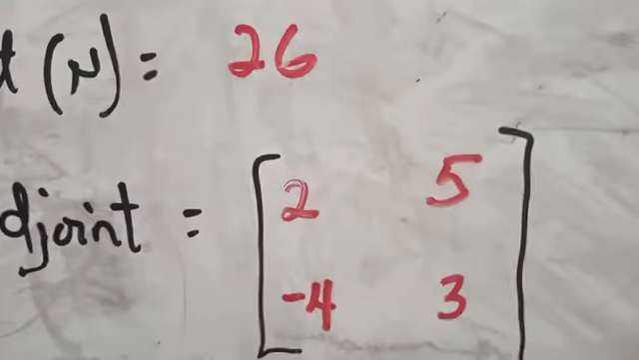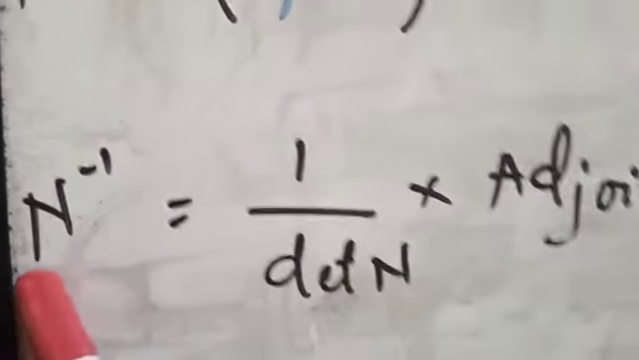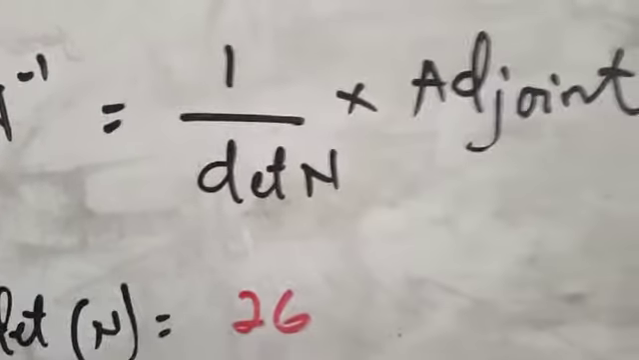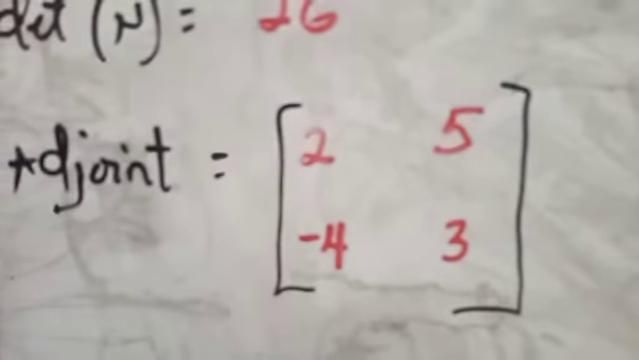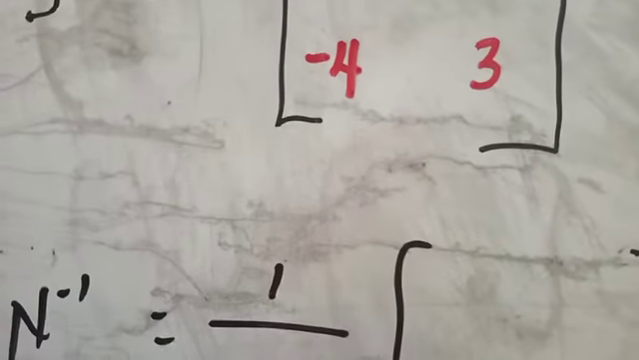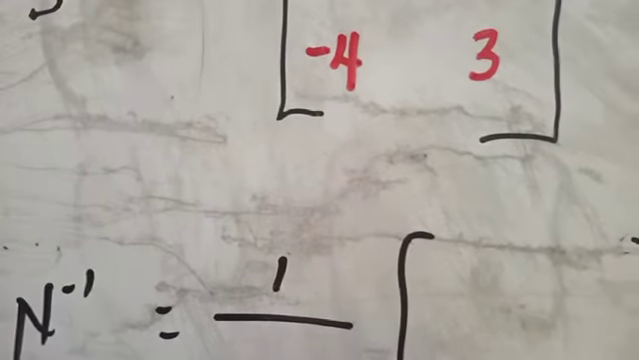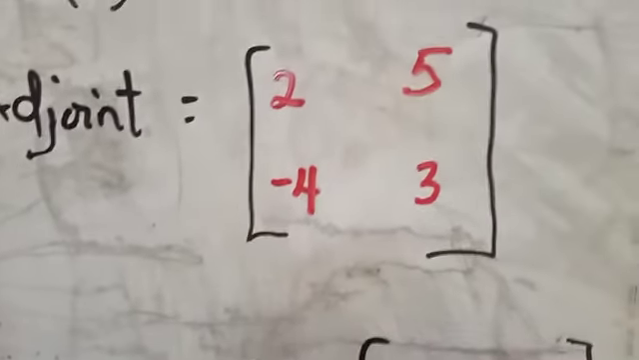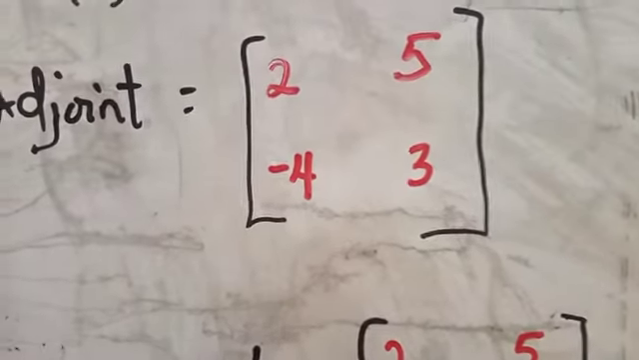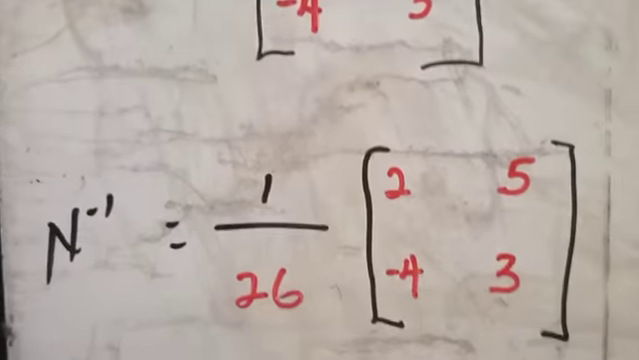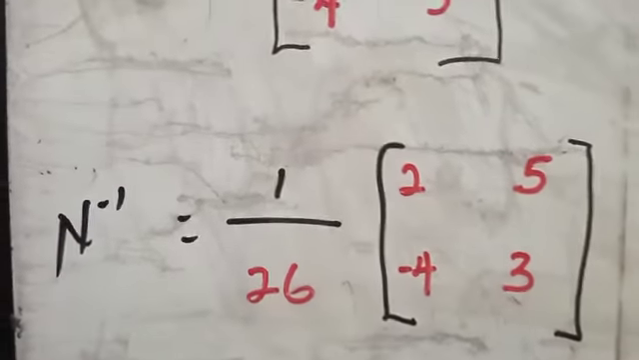Now that we have the adjoint as well as the determinant, you are free to go and find the inverse of the matrix being given to us, right? So that's very, very simple. Let's just plug in. Here we are going to have the inverse of these two. The determinant should be 26, so 1 over 26, and then multiply by the adjoint. So the adjoint is 2, 5, negative 4, and then 3. So you just need to do this calculation and then move on.